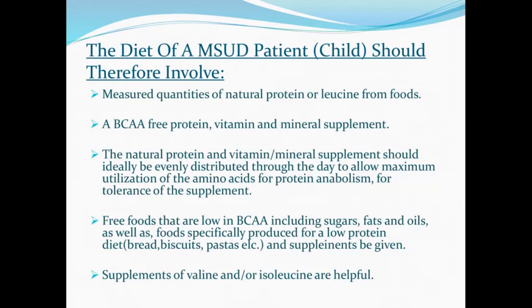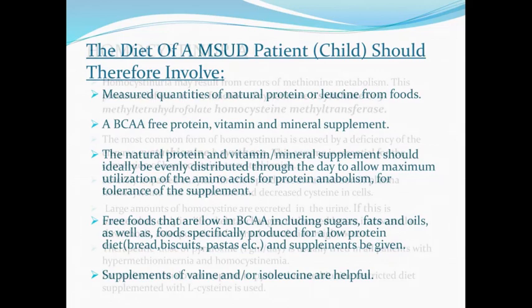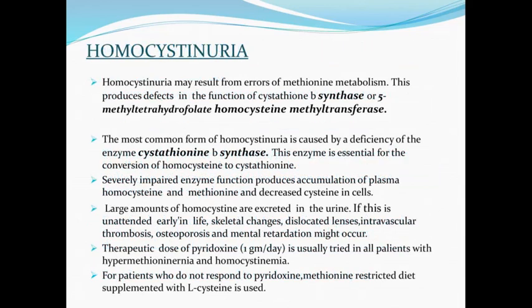Free foods that are low in branched-chain amino acids, including sugars, fats and oils, as well as foods specifically produced for a low protein diet, for example bread, biscuit, pasta, etc., and supplements can be given. Supplements of valine or isoleucine are also sometimes helpful. Next we are going to discuss another inborn error of metabolism, which is known as homocystinuria.